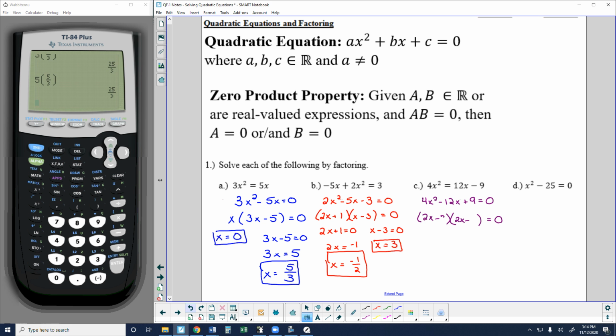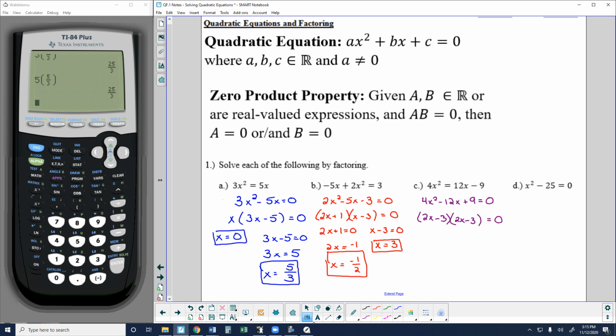I'm going to go ahead and try the factors of 9, 3 and 3. So this gives me negative 6x. The inners and the outers give me negative 6x, and those do add together to give me negative 12x. So these are the same factors. They're identical, but they multiply together to give me 0. So 2x minus 3 times 2x minus 3 is 0.